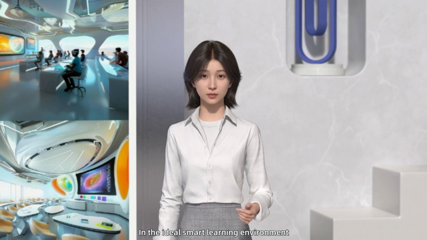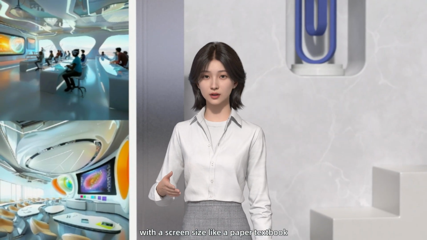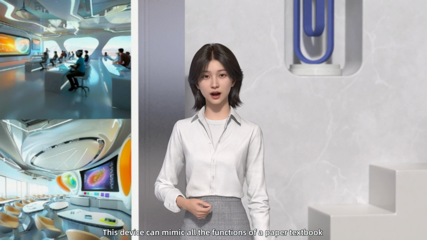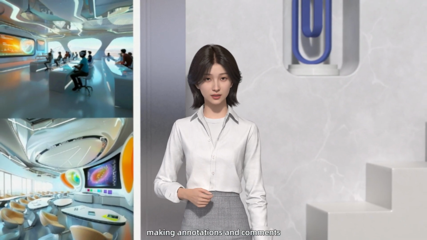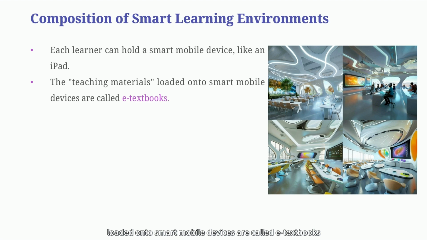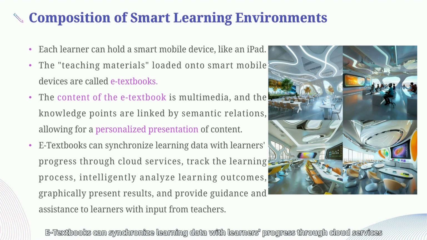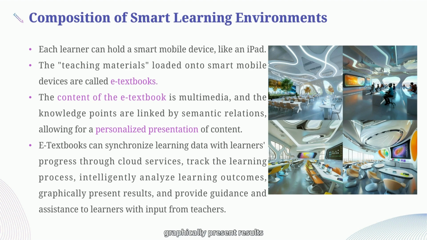In the ideal smart learning environment, each learner can hold a smart mobile device, like an iPad, with a screen size like a paper textbook. This device can mimic all the functions of a paper textbook, such as note-taking, inserting bookmarks, making annotations and comments, and provides a page-turning effect. The teaching materials loaded onto smart mobile devices are called e-textbooks. The content of the e-textbook is multimedia, and the knowledge points are linked by semantic relations, allowing for personalized presentation of content. E-textbooks can synchronize learning data with learners' progress through cloud services, track the learning process, intelligently analyze learning outcomes, graphically present results, and provide guidance and assistance to learners with input from teachers.